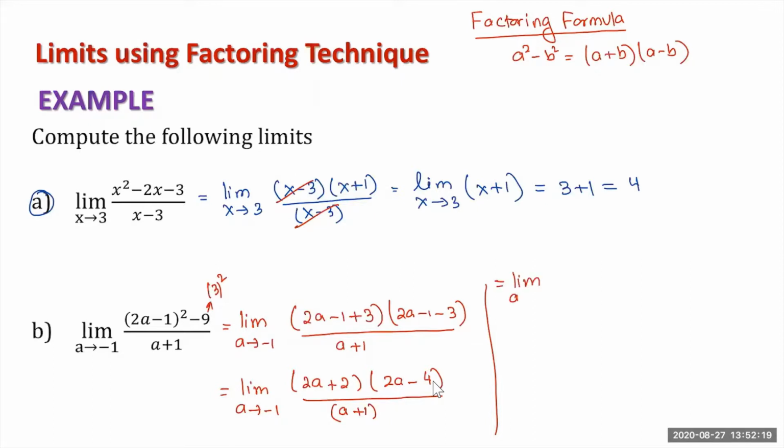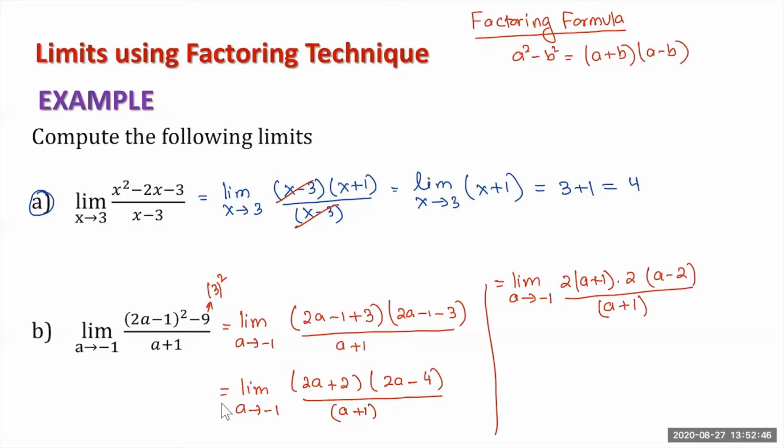Limit as a approaches -1. Now here, if you look at these two carefully, in the first one, 2 is a common factor. If you factor that 2 out, you'll get 2 times a plus 1. Multiply 2. In the second parenthesis, 2 is a common factor. You may want to factor that out also. Then you get a minus 2. Divided by, in the denominator, you have a plus 1.